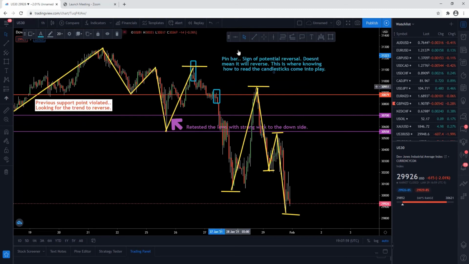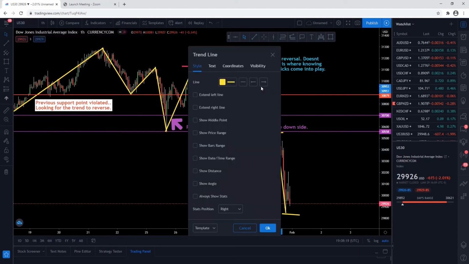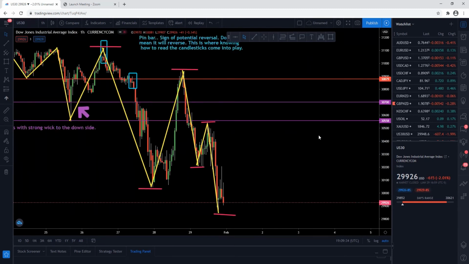All right. So I continue to mark up structure here with support and resistance. So I'm actually going to go and change the color of the trend lines so that you can identify what I'm talking about when I start talking about it. Okay, let's take a look at the chart for a moment. Let's look at the pink trend lines that I have marked up here.